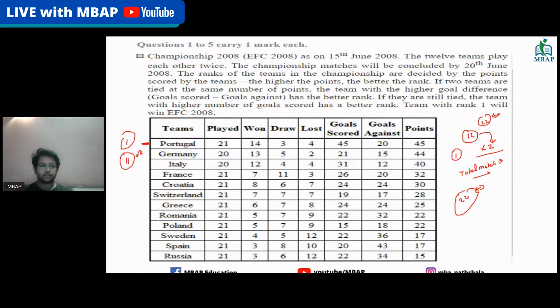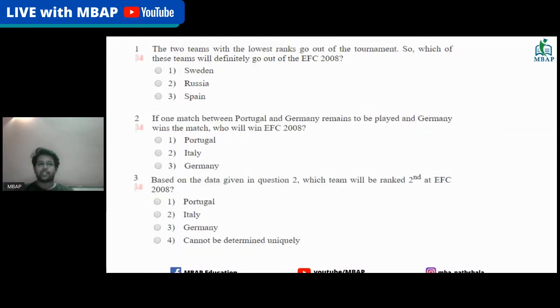Absolutely right. However, this is not the question. Let's see the first question which goes to all of you. The two teams with the lowest rank will definitely go out of the tournament. So which of these two teams will definitely go out of the EFC 2008? Any two teams with the lowest rank will go out of the tournament.